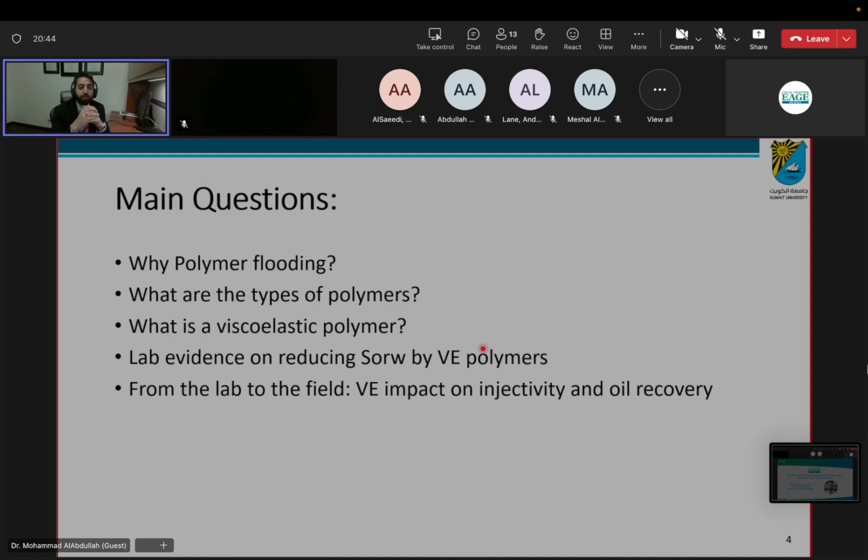So main questions we're trying to answer: why polymer flooding? We start by this. Then what are the types of polymers? And what's the viscoelastic polymer? So what's so special about these polymers? Lab evidence on reducing residual oil saturation by viscoelastic polymers. Then we're going to move from the lab into the field and try to check how viscoelastic polymers impact injectivity of the injectors as well as oil recovery.